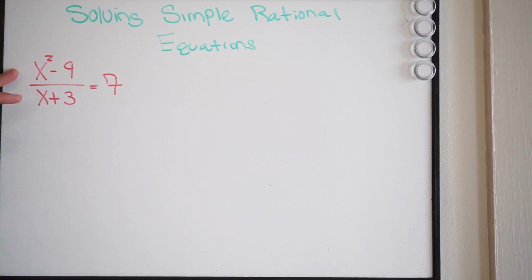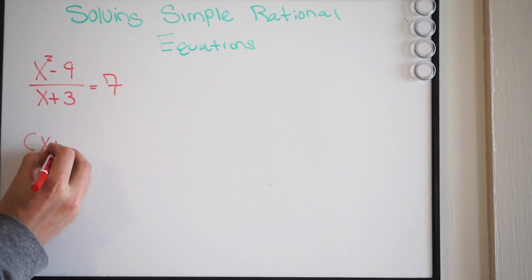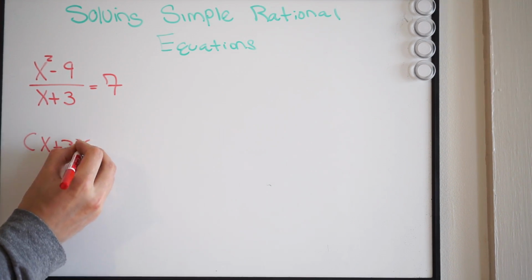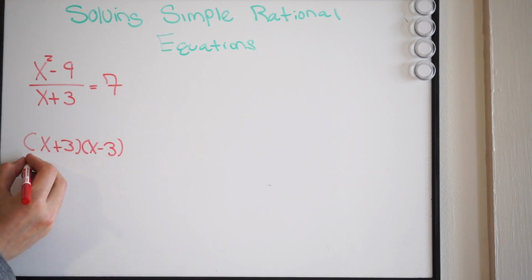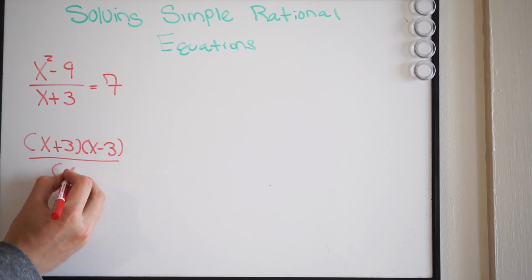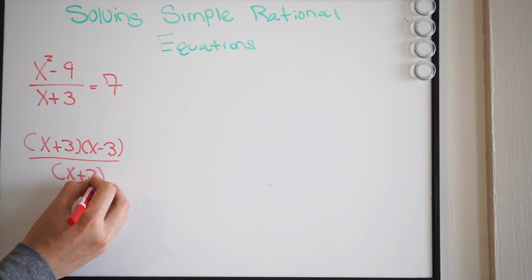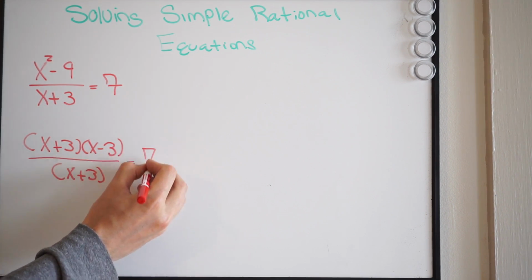Okay, so if I look to the left, I can definitely factor, right? On the numerator here, I have x squared minus 9. Again, that's going to be a difference of 2 squares. I can rewrite that as x plus 3 and x minus 3, right? And on my denominator, I have x plus 3, and then I have this equal to 7.